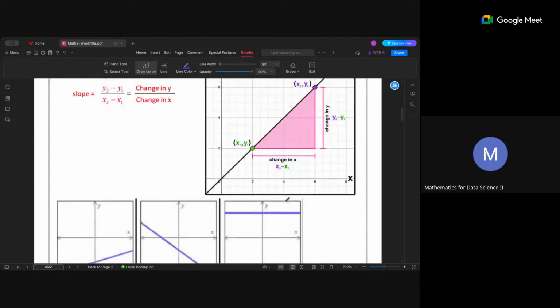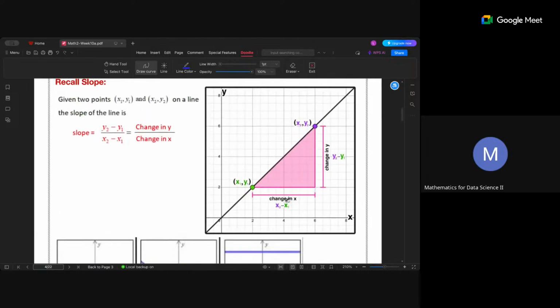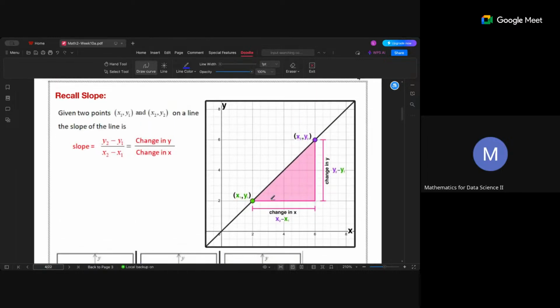Now let us quickly recall what slope is. Do you remember what slope is? Yes. Okay. If you are given two points (x1, y1) and (x2, y2) on a line, then how do you find the slope? This is the formula for slope: y2 minus y1 by x2 minus x1. So y2 minus y1 is the change in y, and this is the change in x, right?